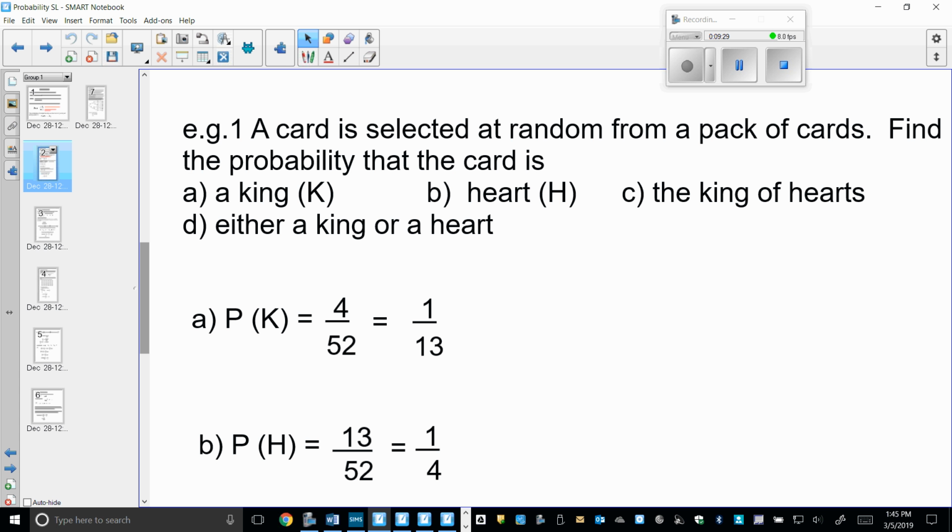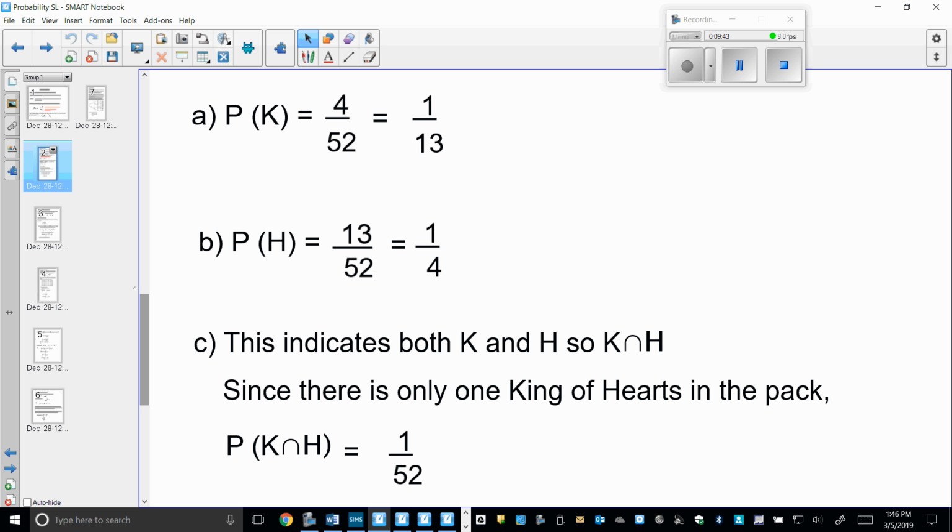Okay. A king of hearts in a pack of cards. How many kings of hearts should you have? Unless it's a dodgy pack, in which case you need to return it. So you've got one of those out of a possible 52. So 1 out of 52.